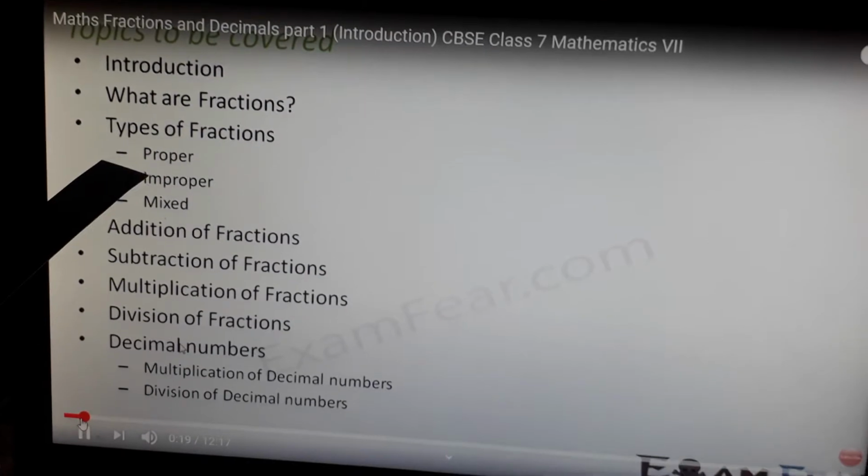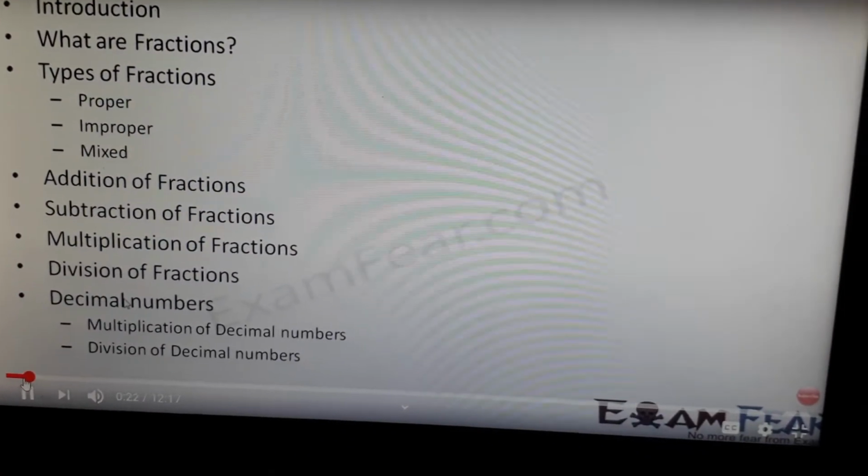Now, this is our introduction, children. In the introduction, what topics are to be covered, children? What are fractions, types of fractions, addition of fractions, subtraction of fractions, multiplication of fractions, and in decimals, children, we have multiplication and division of decimal numbers. Now, what is the introduction?